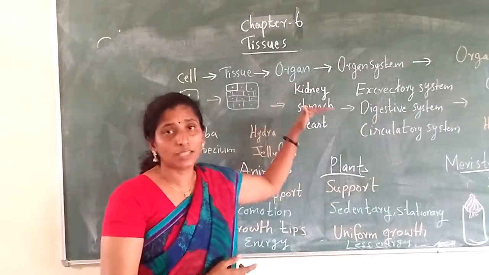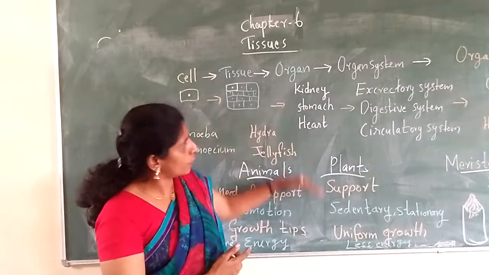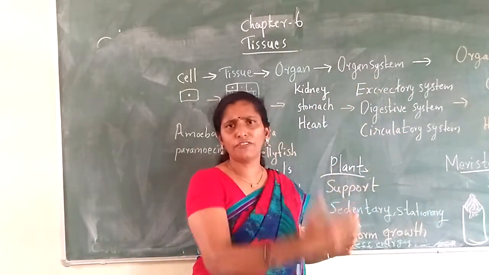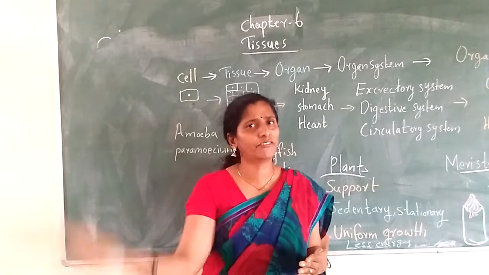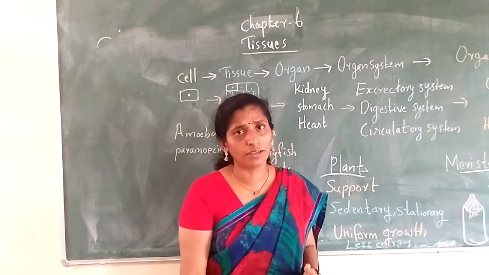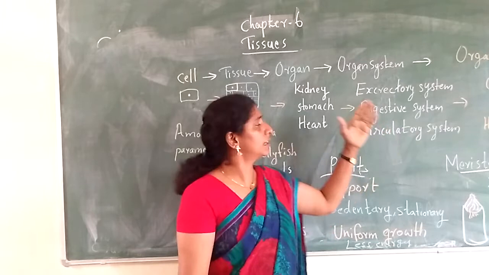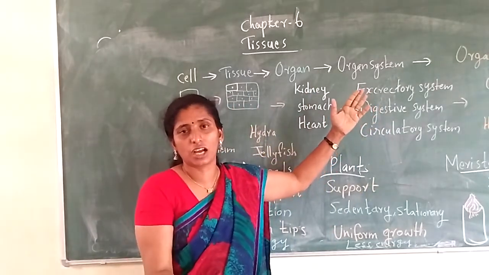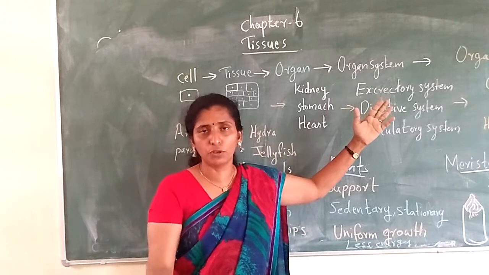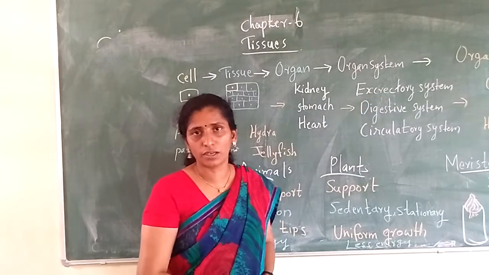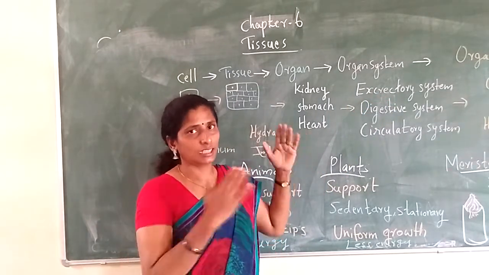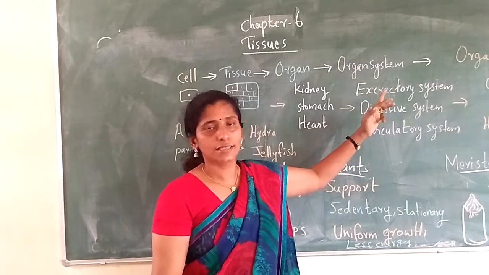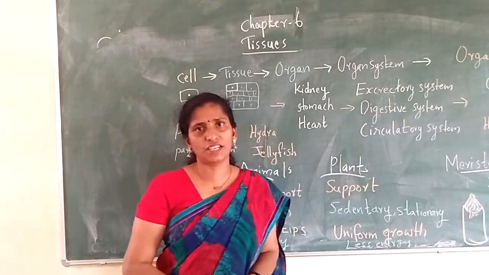So like that, organ systems are there, and so many organs are combined to form different organ systems. A lot of organs combined to do a particular function we can call what? Organ system. There are a lot of organ systems, like the excretory system: whatever waste should be removed from our body, who is doing that work? Kidney. So the kidney and associated organs together are called what? Excretory system.